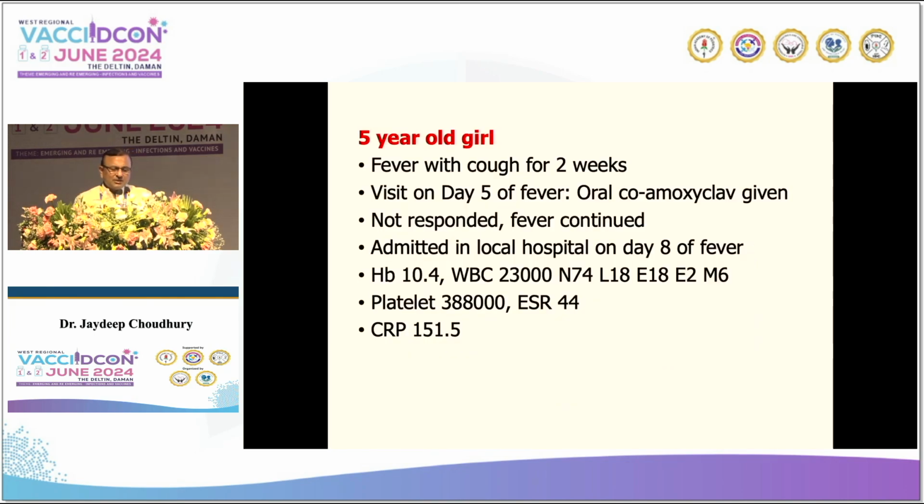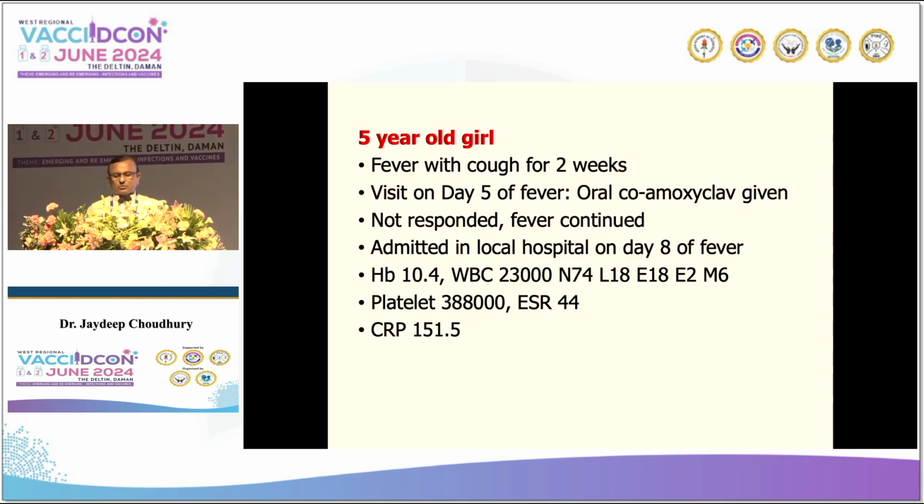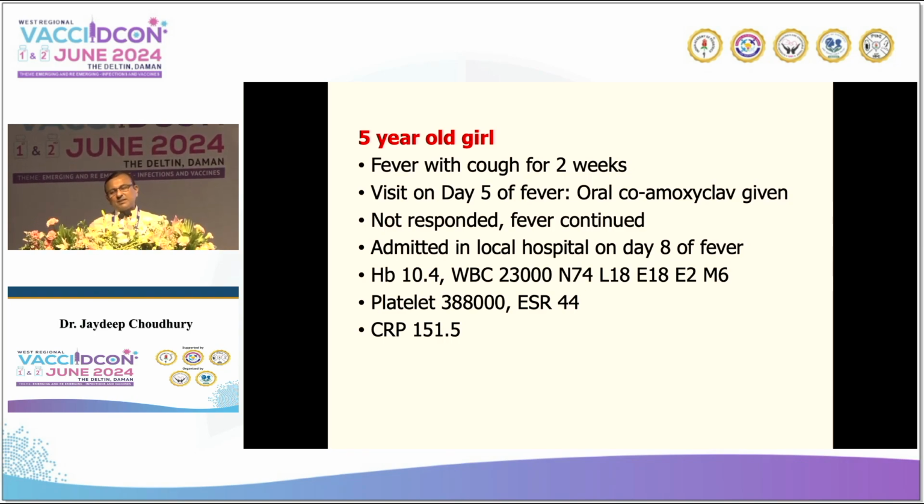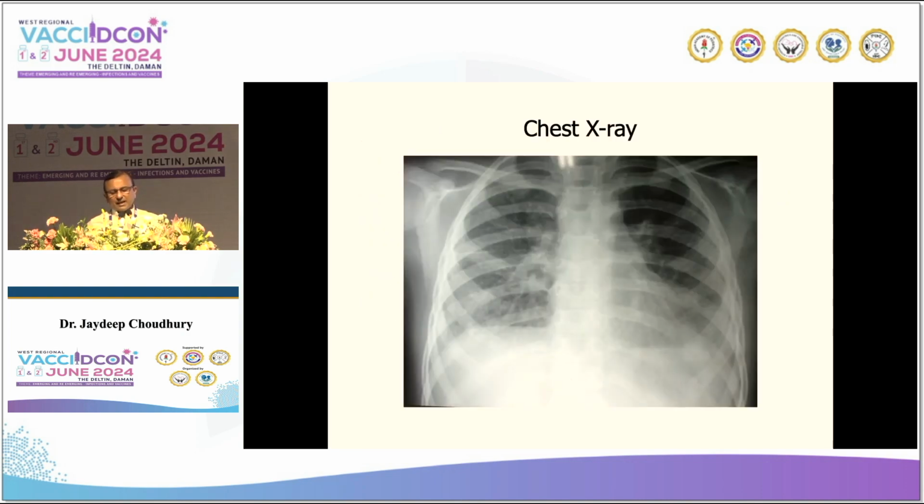A 5-year-old girl, fever with cough for 2 weeks. On the 5th day, the child visited a physician. Oral co-amoxiclav was given, no response. Fever continued, admitted to a local hospital. The hemoglobin was 10, WBC 23,000 mainly neutrophilic, platelets nearly 4 lakhs and CRP was raised to 150. And this was the chest X-ray.